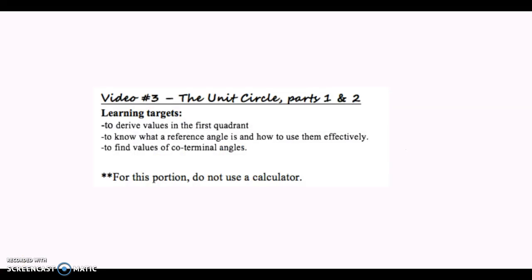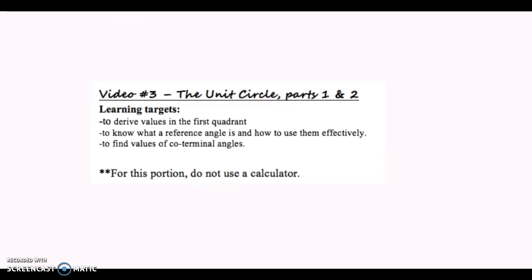All right, here's the big one, the unit circle. No calculator. Could not stress that enough. Do not use a calculator for this section.